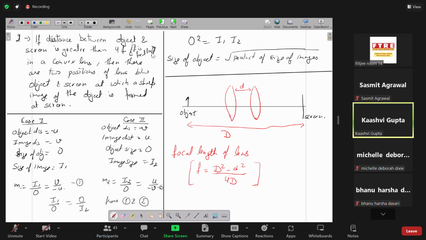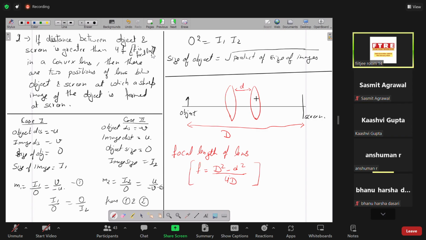Ma'am, can we solve this if small d is not given? No, we need to know by how much distance the lens is being shifted. So, ma'am, this cannot be given in the same question as the previous result? We cannot use the two results together. Depending upon the scenario, if it is given that the distance of the object and screen is this, and we shift our lens by this much distance, then what is the focal length? You can directly use it.